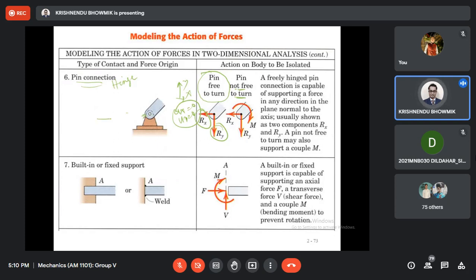Okay, one thing you consider. This is x and this is the y. This way it can rotate, but in other direction it cannot, correct? But if in some other means, maybe some other support here you have provided, it cannot rotate, then only you will get the moment. When it is fixed or built in, here you have three: horizontal, vertical, along with moment.